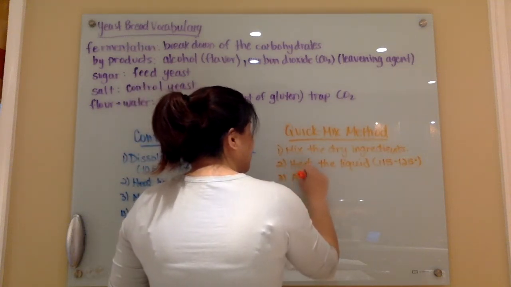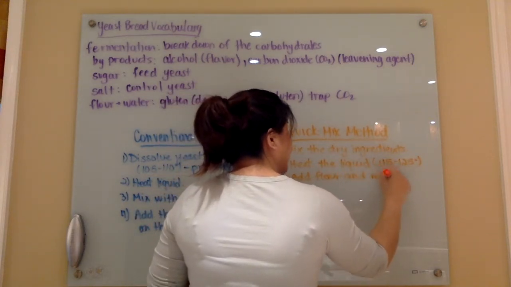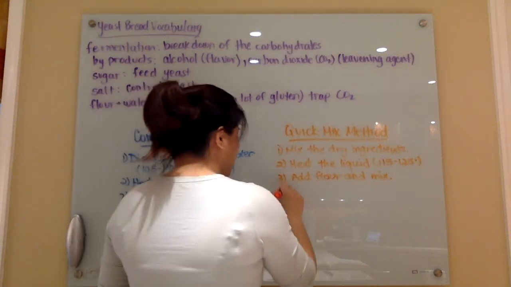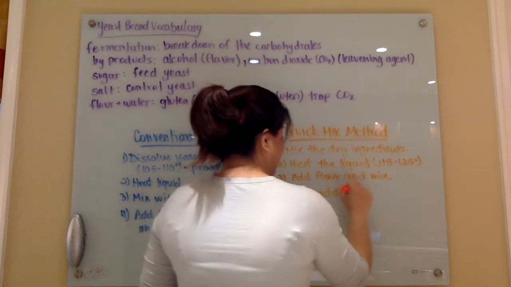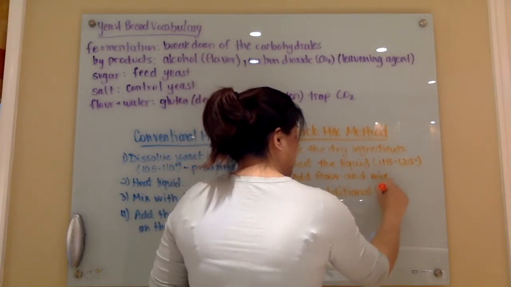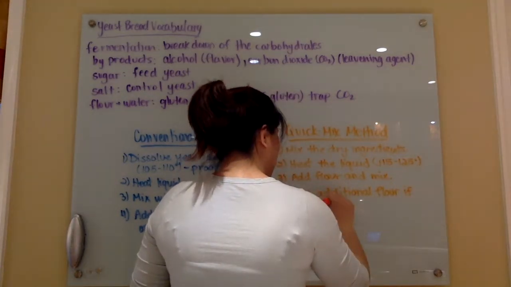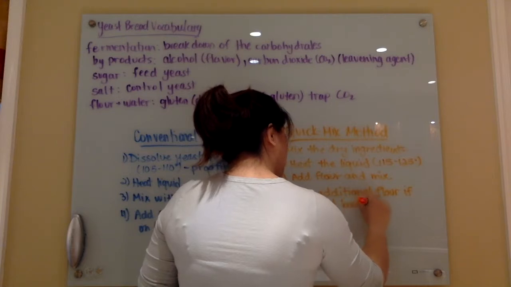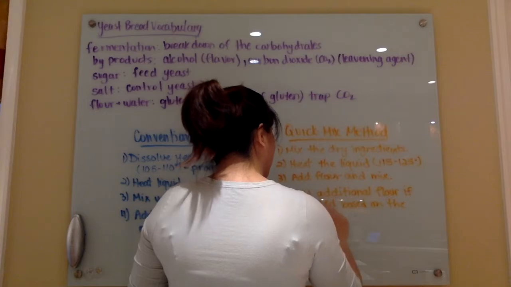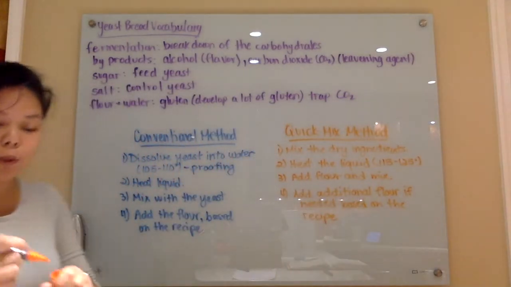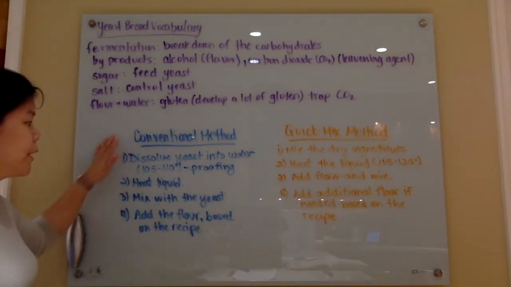And then I'm going to add my flour and mix, okay? And then the last thing is just to add additional flour if needed, again, based on the recipe. Okay. So like I said, when we were doing this in my conventional method, I proof my yeast first.